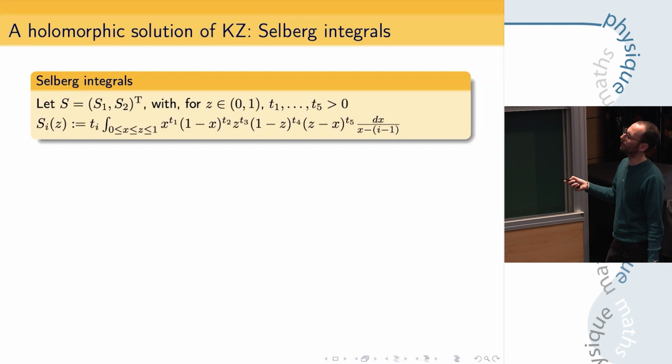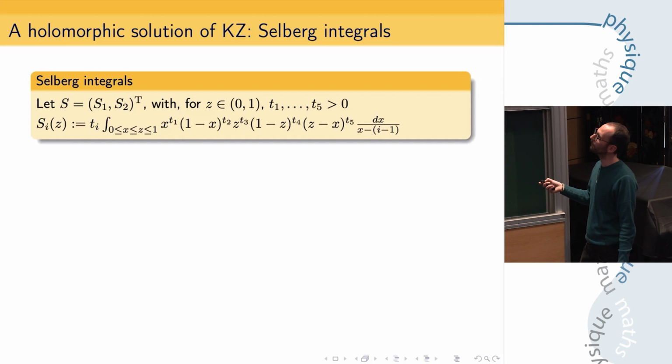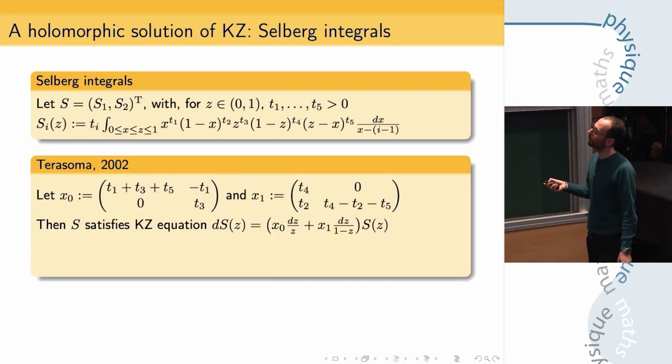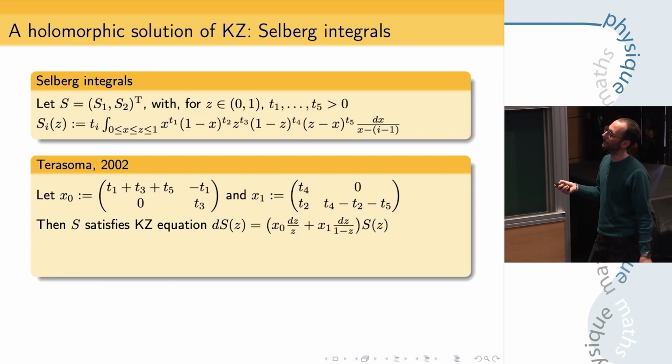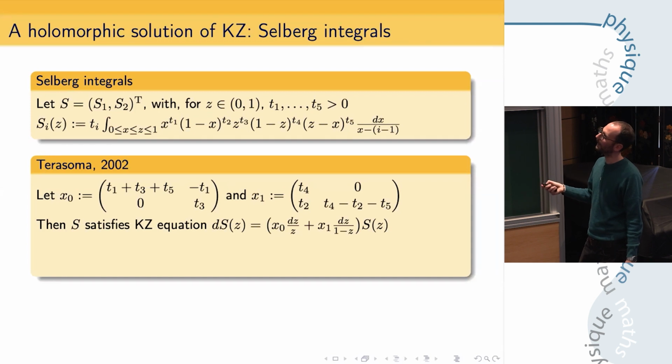It looks a bit like a deformation of the open string. In fact, it's exactly a deformation of the open string amplitude that was introduced by Pierre this morning. So you add this extra point z to something which looks like an open string amplitude. Then the statement by Terasoma, who in fact proved a more general statement, but in this special case, is that if you consider this x0, a matrix in terms of these parameters, and x1, another matrix in terms of these parameters, then S, this vector, satisfies this version of the KZ equation.